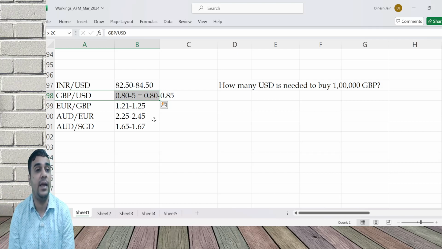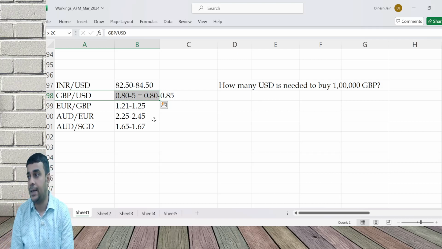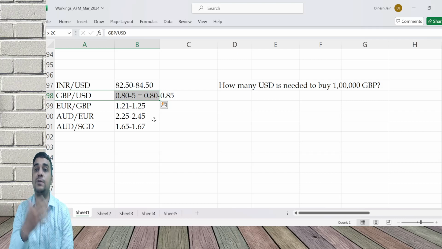If I ask how many INR is needed to buy 1 lakh GBP, the mind is very fast to say 1 lakh into 82.5 or whatever the rate given is. You will understand that it's multiplication. But when you have a currency which is not INR in it, you will find it difficult whether to divide by 0.8 or 0.85 or multiply with 0.8 or 0.85. A Forex question will ask you this multiple times.